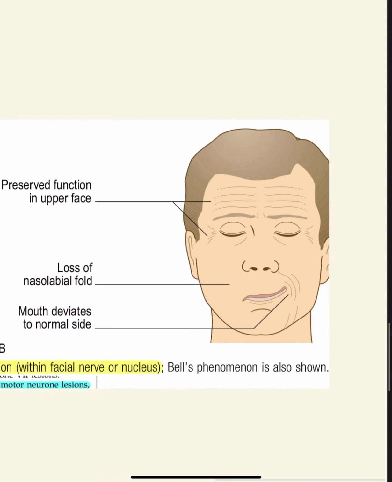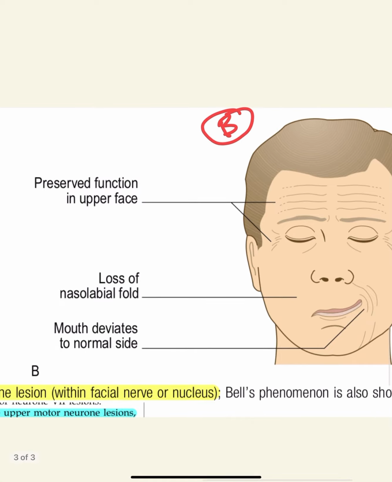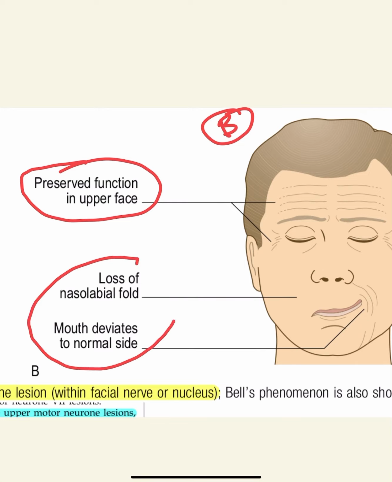Let's see the next figure. In the figure, this is figure B, right? What we can see here is that only the lower face is affected. Here the upper face gets preserved, but there is a loss of the nasolabial fold and the mouth deviates to the normal side. The reason for this is an upper motor neuron lesion, right?